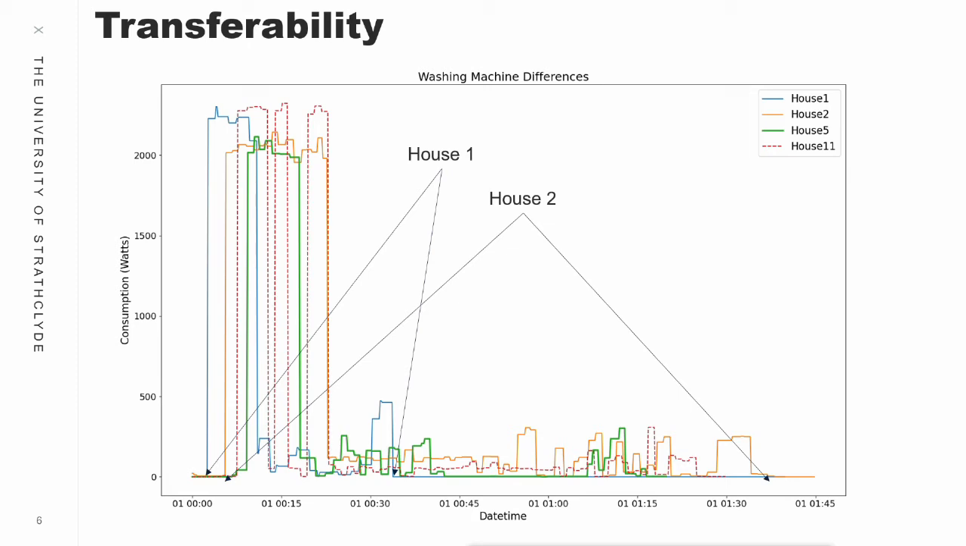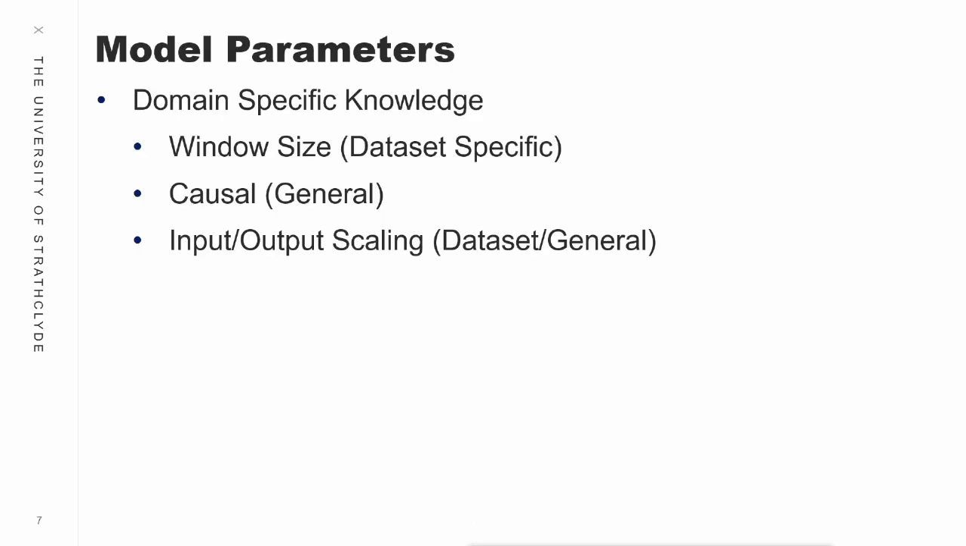The examples shown are washing machines from 4 different households. We can see that although all follow the same general consumption pattern, time is a major difference between these otherwise similar appliances. In this work, we make use of an autoencoder model.